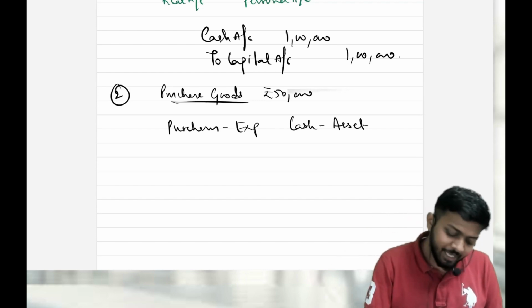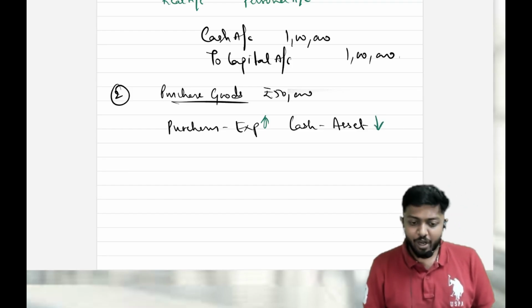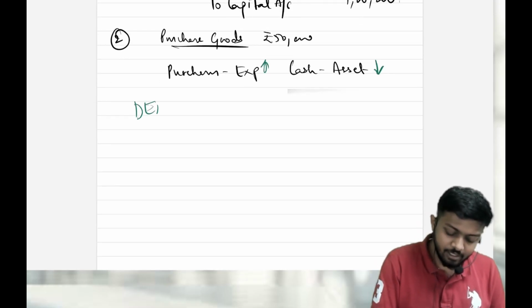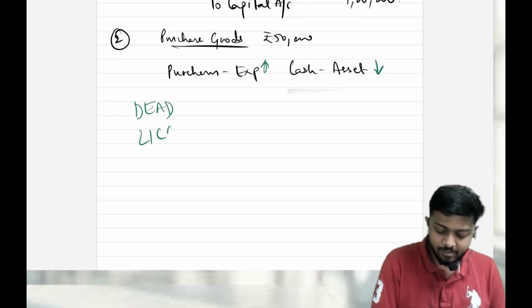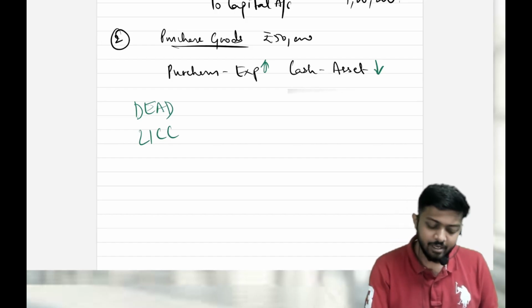The same aspect affecting twice. So this also will be considered as dual aspect only. This is for your information. Now, what is happening here? Here purchase is expense increasing. Cash is an asset decreasing. Correct? No. What now you have to do is, I'll tell you, DEAD LIC. Okay, this rule you have to apply in the second step. Simple step. Okay, DEAD LIC.